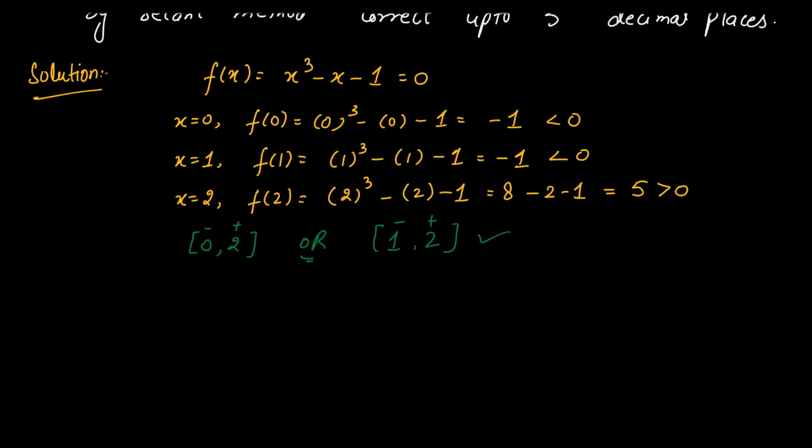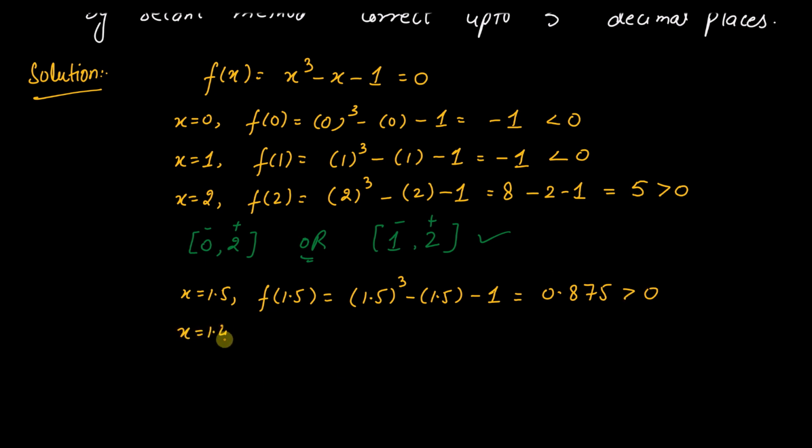So for that case, I am just checking the middle values from 1 to 2. So I am targeting 1.5. So after putting 1.5, we will get 0.875 that is greater than 0. Okay, let's go for 1.4 because I'm going to choose 2 points.